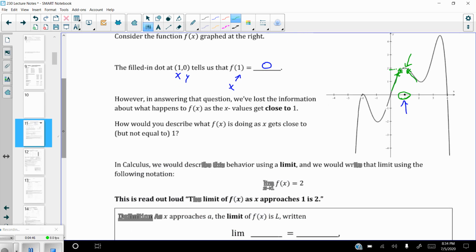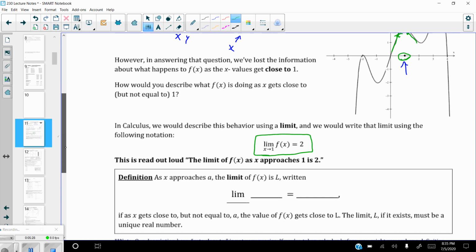So in calculus, we're going to describe this behavior using the word limit. And what we would write for that is the following notation. This notation right here will become very, very common in what we're doing. And how we read that is the limit as x approaches 1 of f of x equals 2. So what that's saying is, what does the y value of the graph approach? It's not necessarily the actual y value of the graph. It's what is the y value approaching. The y value of the graph does not necessarily need to be there, or it does not need to be the same for that limit.